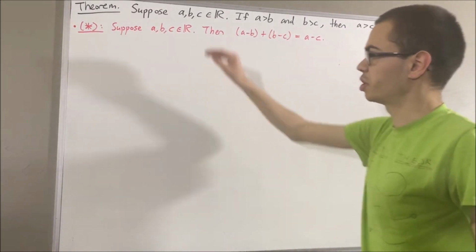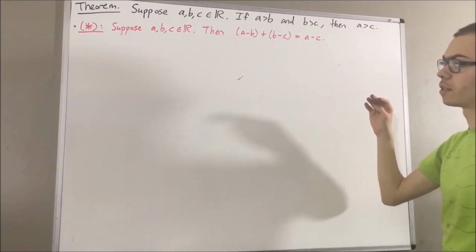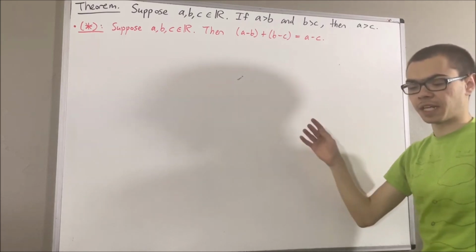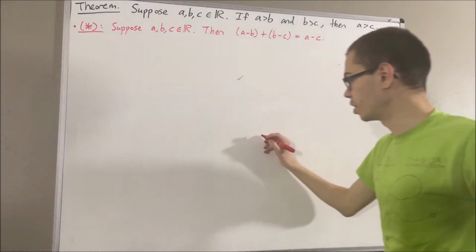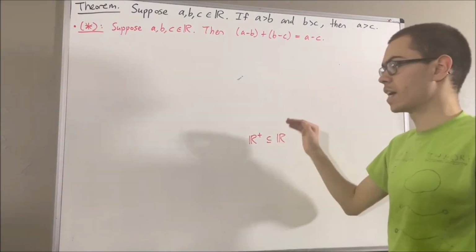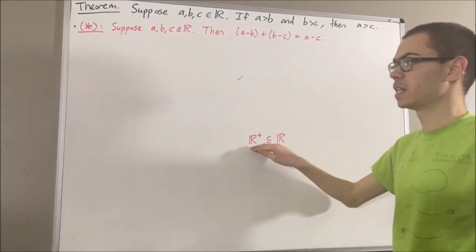So next, our goal is to prove this theorem. But before we do that, let's get some more context. Now, our real number system is equipped with a subset, which we call the set of positive real numbers. And it is denoted by R plus. And one of the axioms that we have that is associated with the set of positive real numbers is as follows.